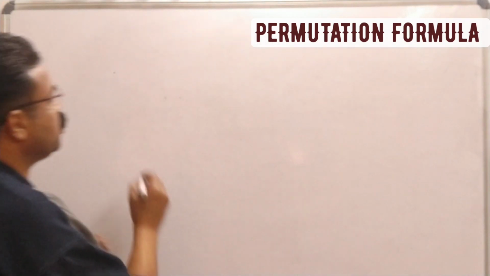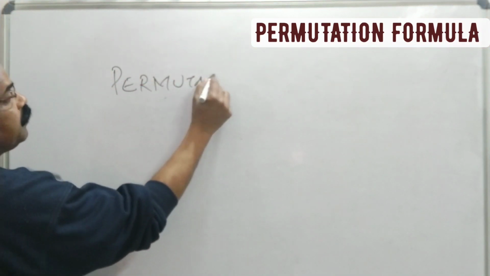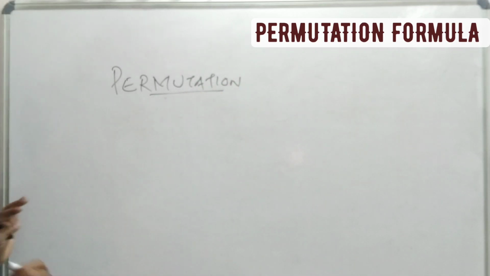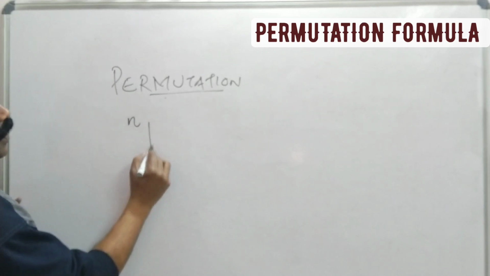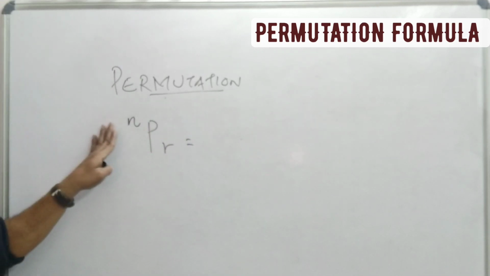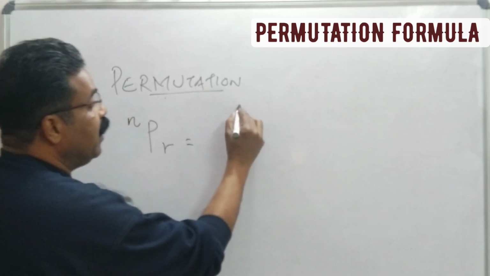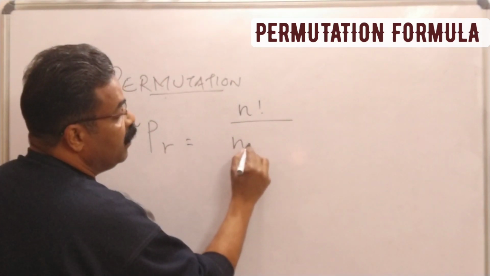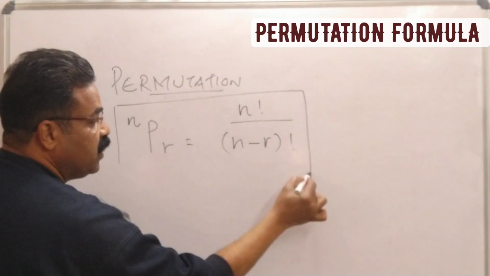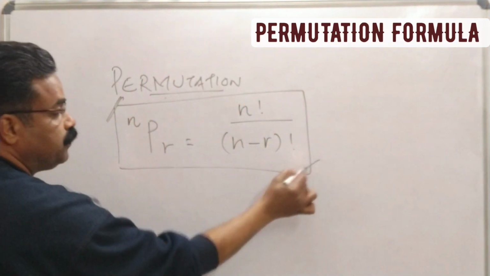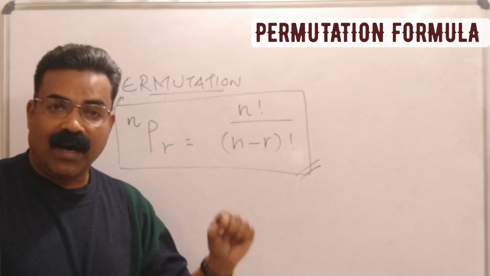The first one is the permutation formula. So let me tell you about the permutation formula. Permutation formula says nPr, what is nPr? I will tell you. Permutation formula says nPr is equal to n factorial divided by n minus r factorial. Very, very important. Please note it, then we will see what actually is this formula. nPr is equal to n factorial divided by n minus r factorial.